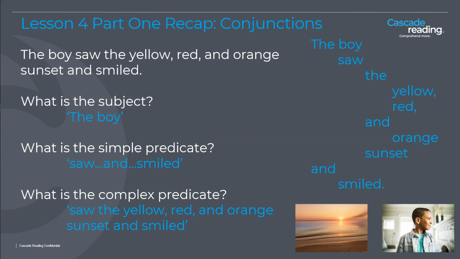Notice that for both conjunctions, the elements being conjoined are aligned one level past the conjunction itself. So if we look at yellow, red, orange, these are all aligned one level past and. And if we look at saw and smiled, which are further apart and separated by material in the sentence, we see that saw and smiled are also at the same indent level, one level past the and that conjoins them.